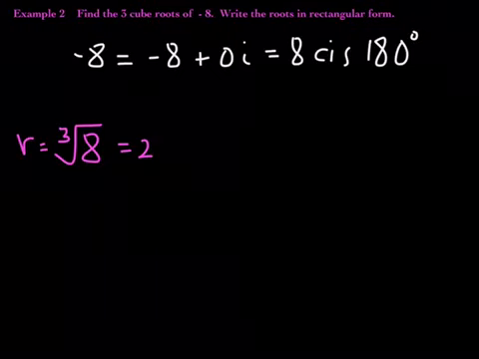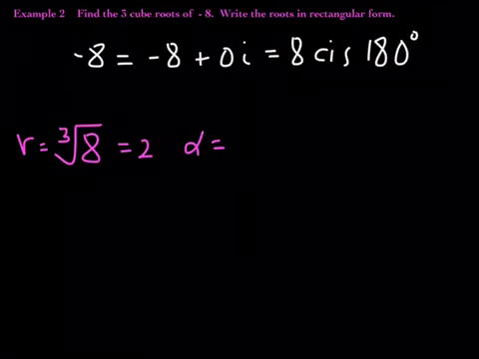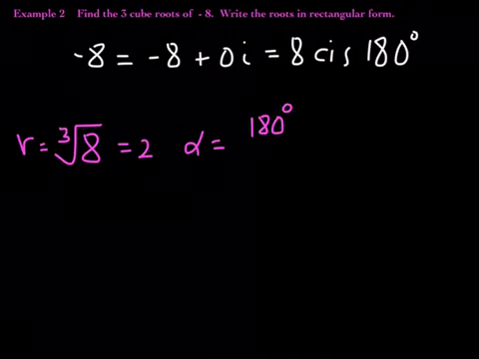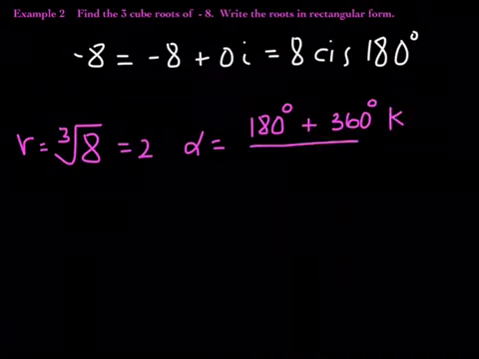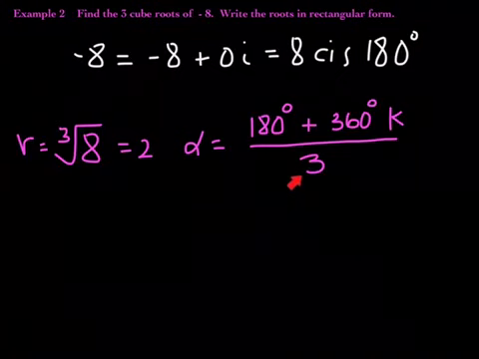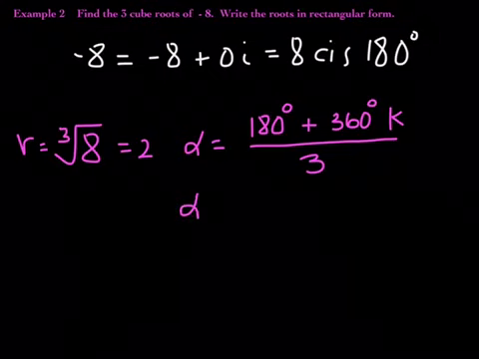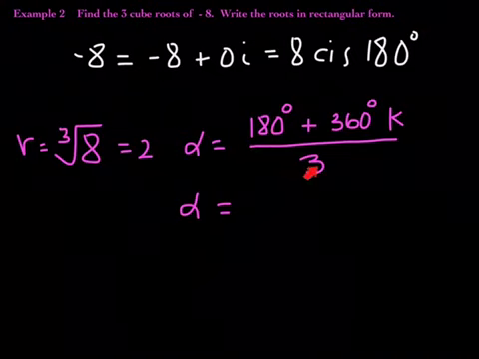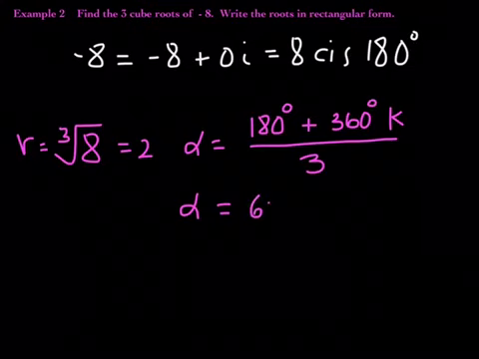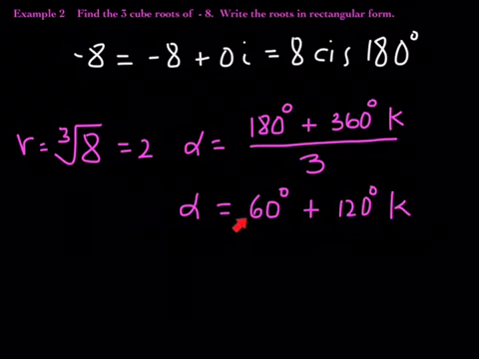Now, let's find alpha. Alpha represents the arguments of your cube roots. It is going to be 180 degrees, that's your theta that was given, plus 360 degrees times k, all divided by 3. Why divided by 3? Because we're finding cube roots. Once again, if you were finding fourth roots, then you would be dividing by 4, for example. Before we plug in k values, let's simplify this expression a little bit. I'm going to divide 3 into 180 and divide 3 into 360. That's going to make my calculations easier. So all of my alphas will be 60 degrees plus 120 degrees times k. This is the simplified expression that will generate my arguments.